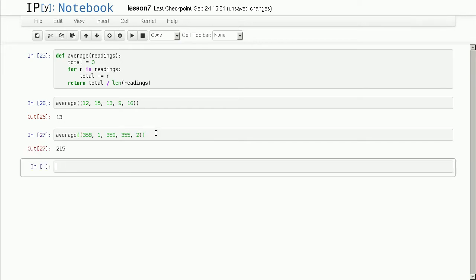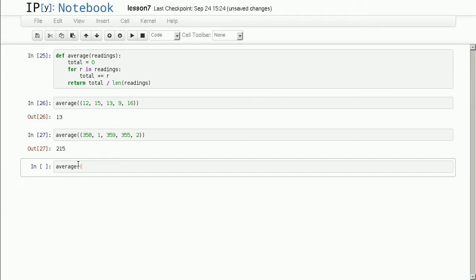215. That's interesting. And I would say that's completely wrong, because if you look at these numbers, they're all very close to 0, or very close to 360 degrees, which is the same as 0. And then we take the average and we get this number 215. Well, 215 degrees is nowhere near 0 degrees. It points almost in the opposite direction.